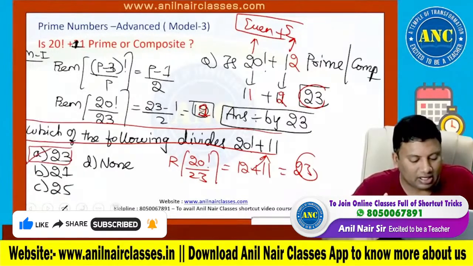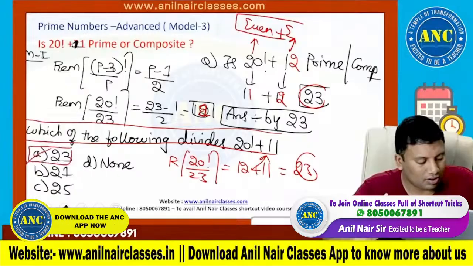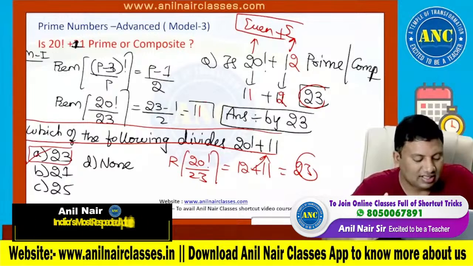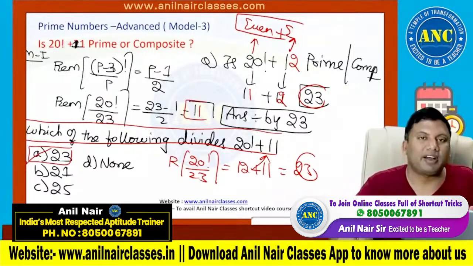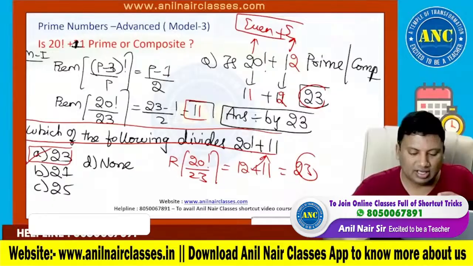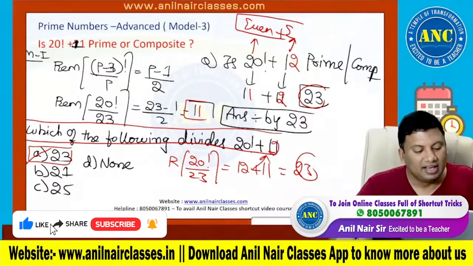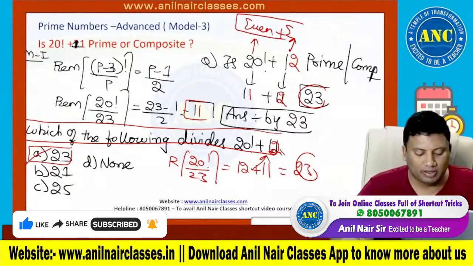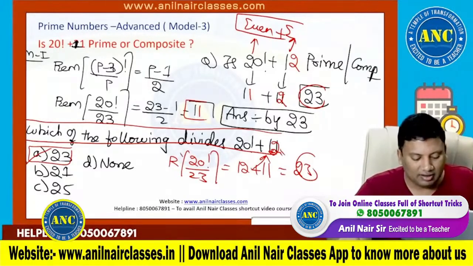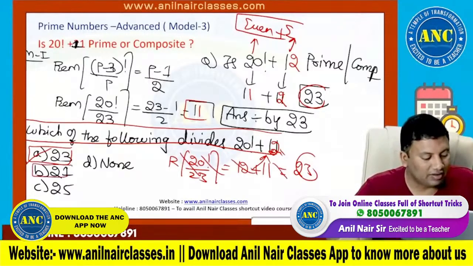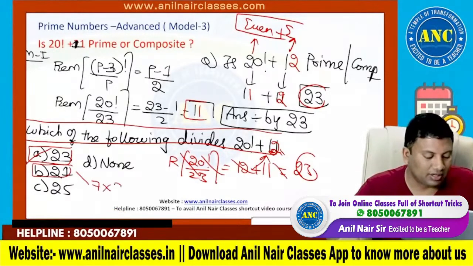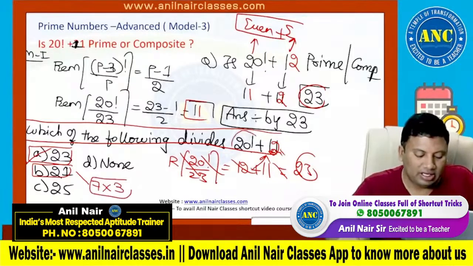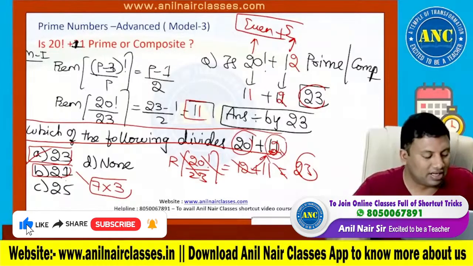So, he might ask you for a prime number which is just greater than this number. 20 factorial plus 12 divided by 23 is nothing but 11 plus 12, which is 23. So, this could be one way of doing it. Or if you see here, it is 21. 21 is 7 into 3. 20 factorial contains 7 into 3. 12 is not divisible by 7 and 3.